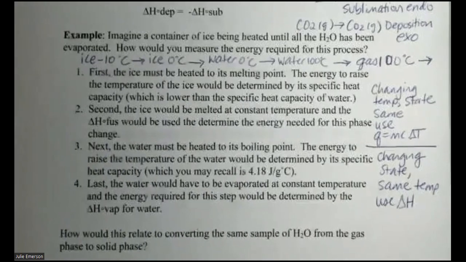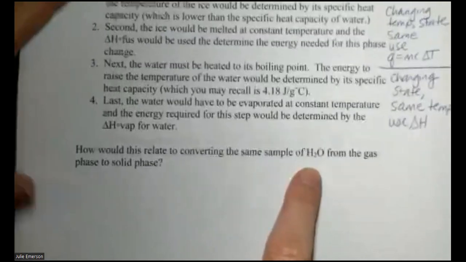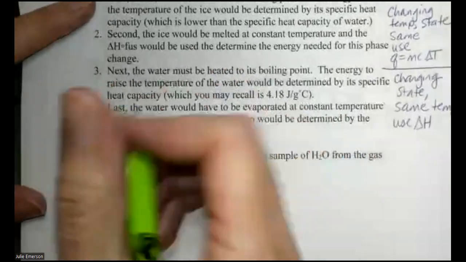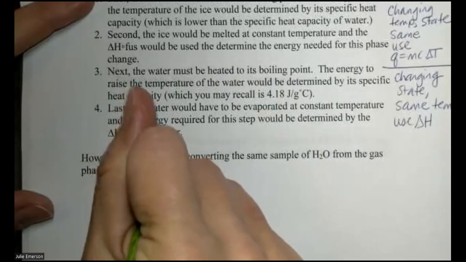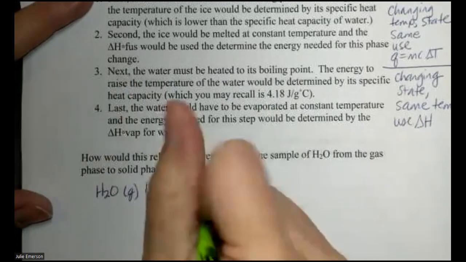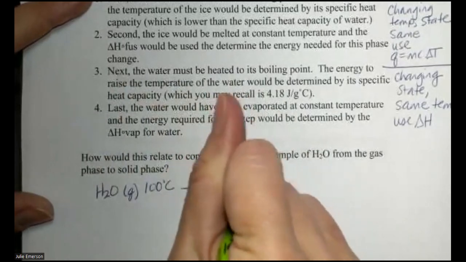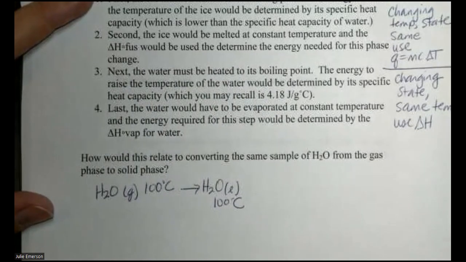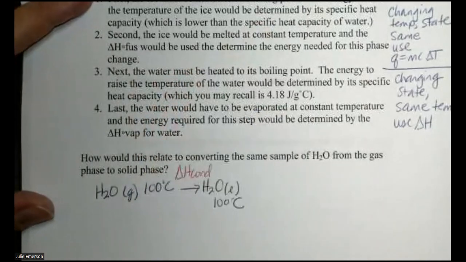All right. So let's take the water and think about the same process, but go in the opposite direction. So we're going to go from gas to solid. If we start out with H2O gas at 100 degrees Celsius, that's the boiling point. Now we're going to cool it down, right? We're going to take it to liquid at 100 degrees Celsius, right? So we changed the state, but we didn't change the temperature. So what would we use there? Well, instead of vaporization, that would be the heat of condensation, right?